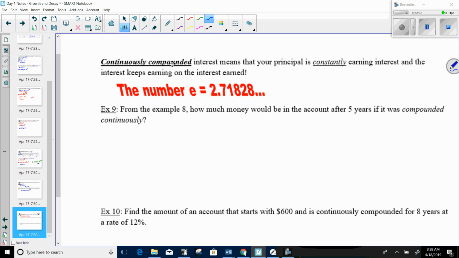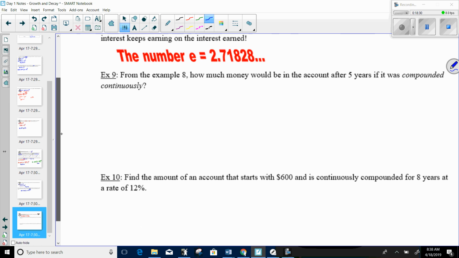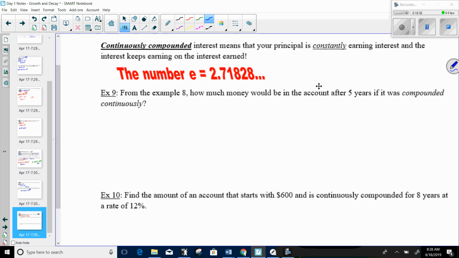Continuously compounded interest means that your principal is constantly earning interest, and the interest keeps earning on the interest earned. So compound interest usually is not going to deal with money. We will have some examples that deal with money. Where compound interest or compounded actually usually happens is in nature, with reproduction and things like that. So it says example 9. So let's go to example 10.